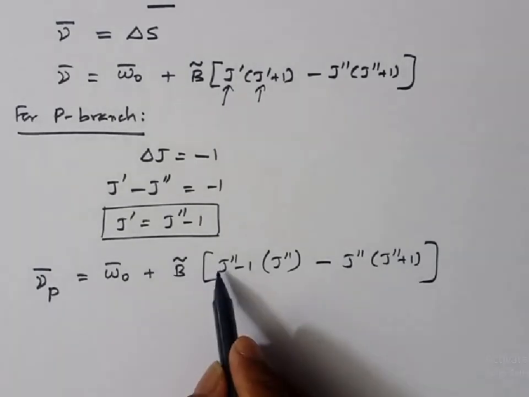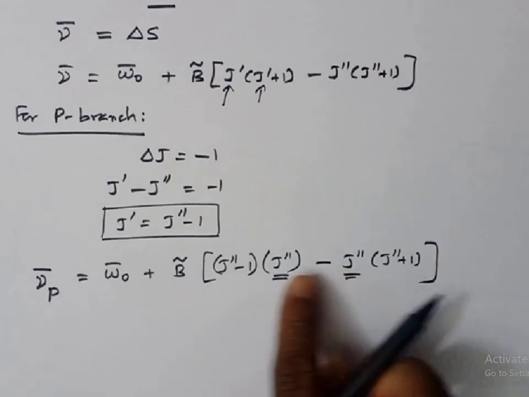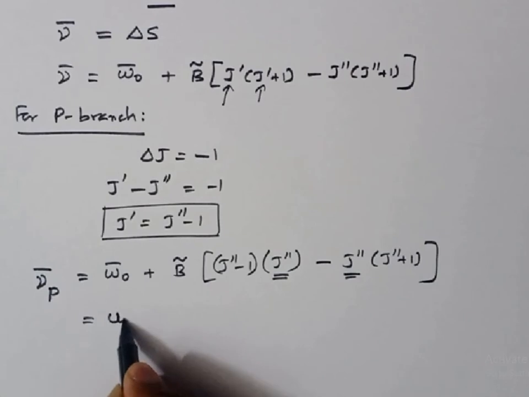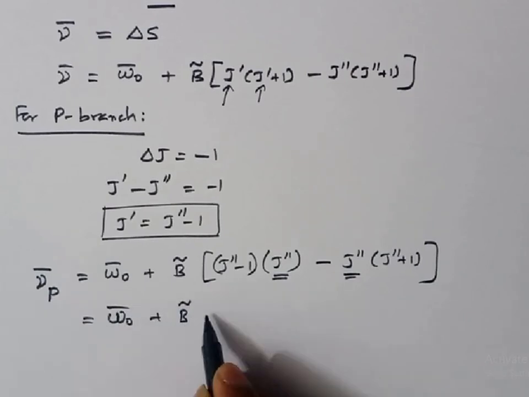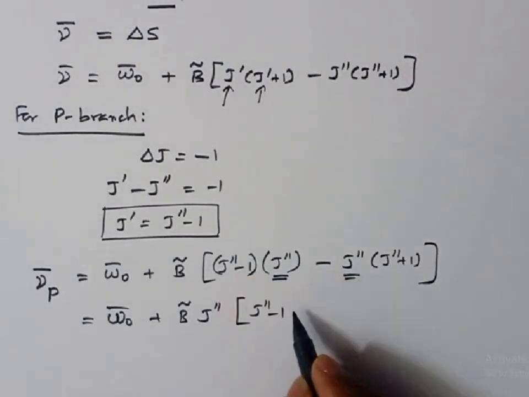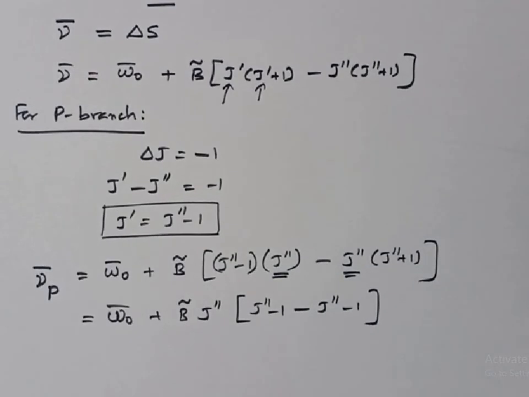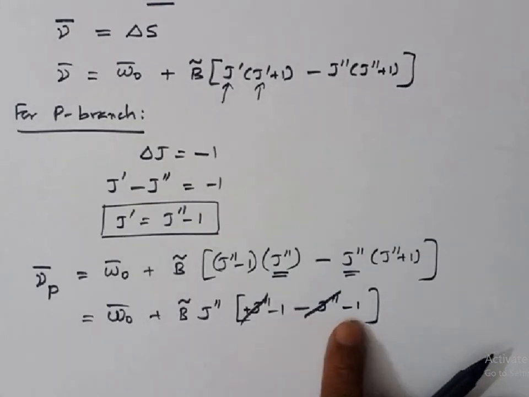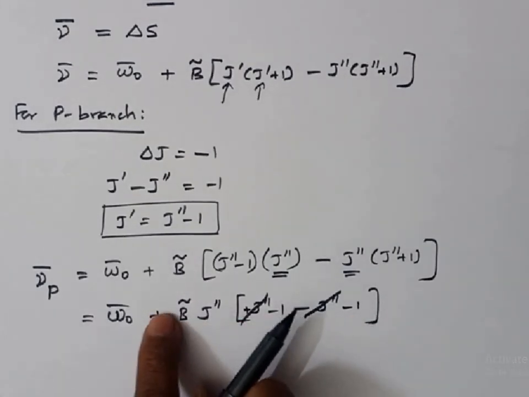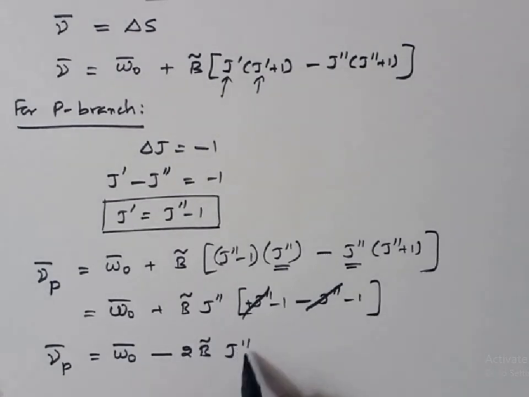Now see here, this is J double prime minus 1. I'll just put a bracket here. Here we have a J double prime, and here we have J double prime, so I'll take J double prime as common. So we get omega naught bar plus B, taking J double prime common, J double prime minus 1 here, minus, if I multiply by minus, I'll get minus J double prime minus 1 here. So plus J double prime and minus J double prime cancel, and you'll get minus 1, minus 1 become minus 2. Minus 2 into this, so you'll get minus 2B here. So the frequency for P branch line equals omega naught bar minus 2B into J double prime.